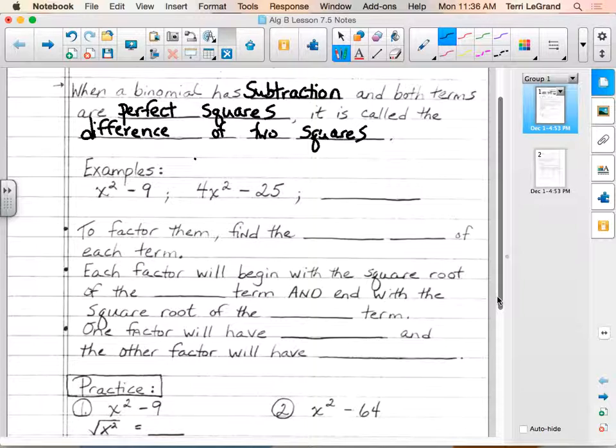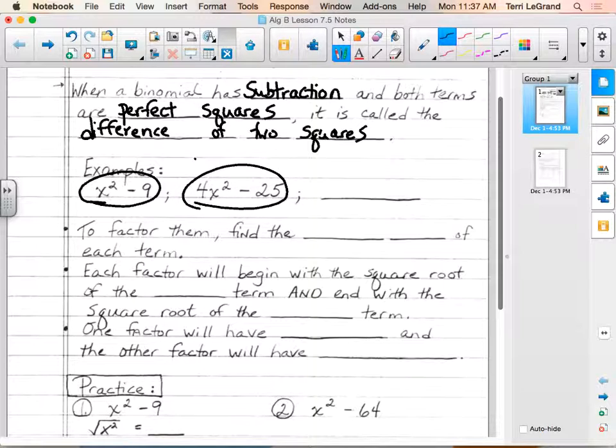Anybody think they can give me an example of a variable term that would be considered a perfect square? In other words, something times itself would get that. Yes, Ariel? X squared. Because what times what is x squared? X times x. The square root of x squared is x. So we can even have variable terms that are squares. In fact, in our binomials, each of them is going to have a variable term. So I'm showing you right here, this is an example of a difference of two squares. X squared is a perfect square. 9 is a perfect square. It has subtraction in it.